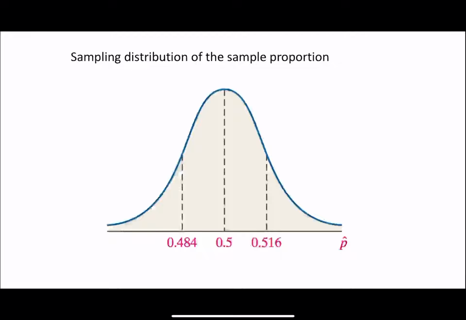So here is our sampling distribution of the sample proportion. We have one standard deviation on either side of our mean, because remember our standard deviation was 0.016. So 68% of everything is going to be right in there. And so this is our p hat. We're going to figure out where that lives in just a moment.